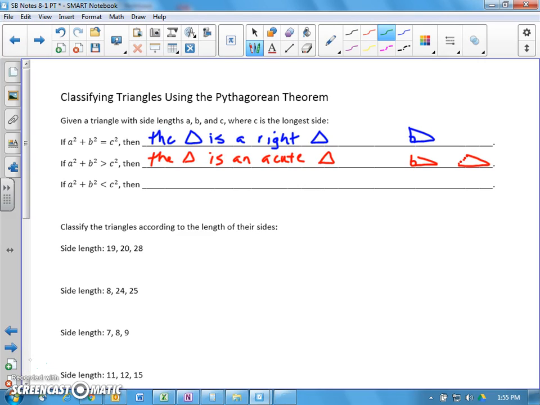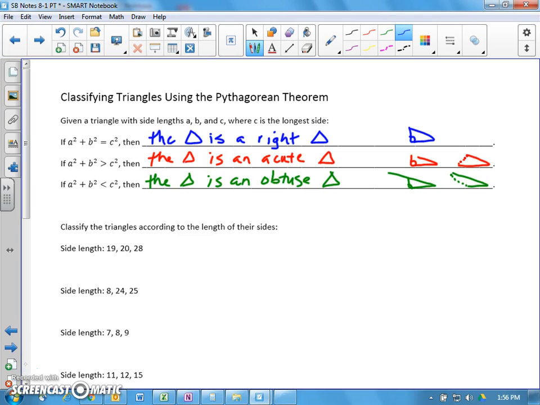And finally, if a squared plus b squared is less than c squared, then we have this situation. Here's my a squared and b squared. C squared is longer than that, so it's going to go past it. The only way to make this work is to take this side and move it out, making my triangle obtuse.